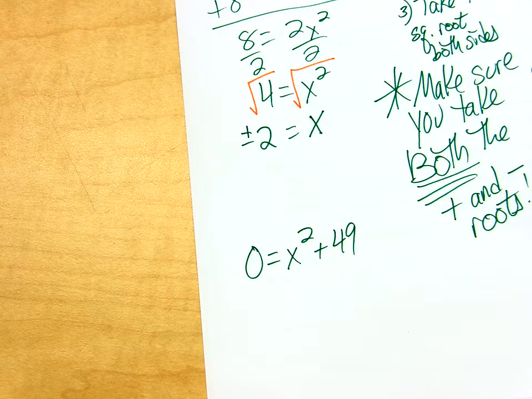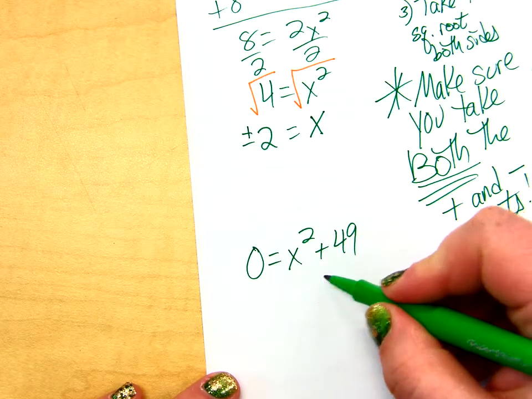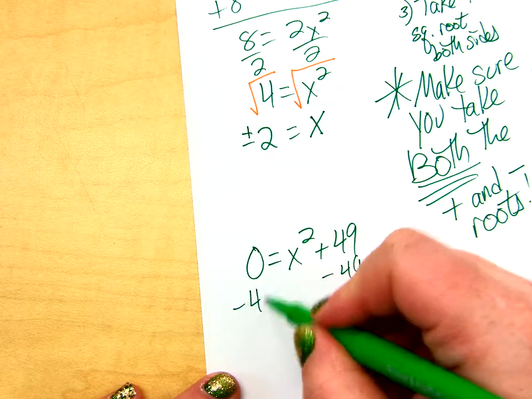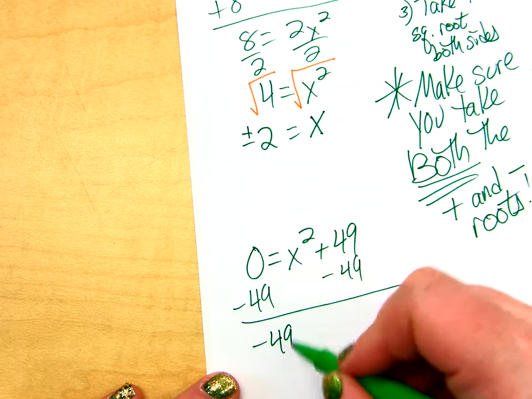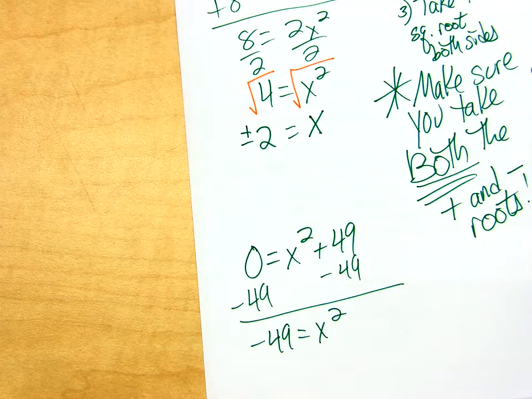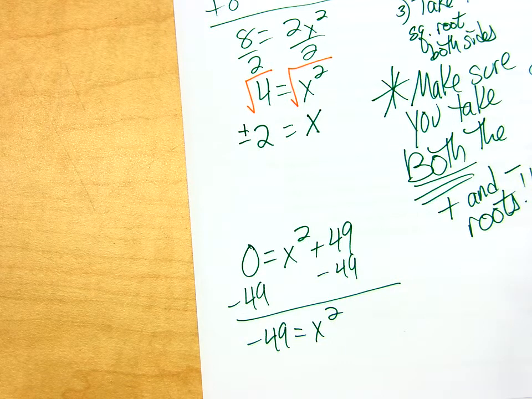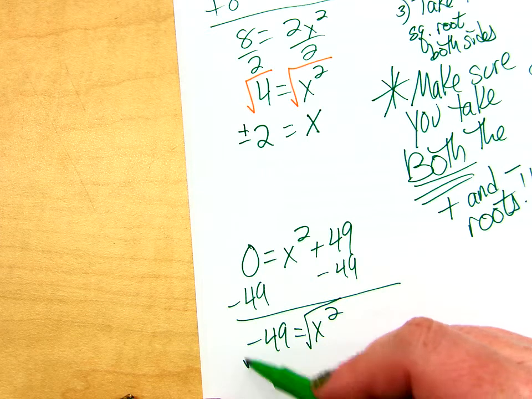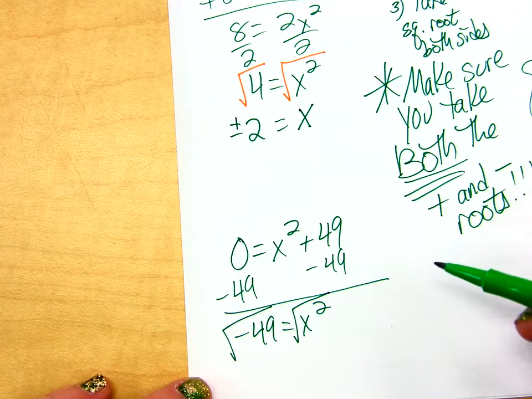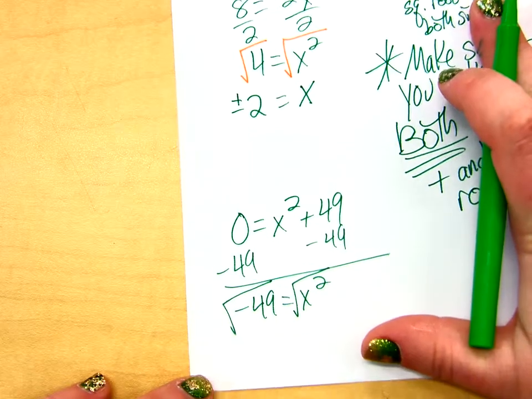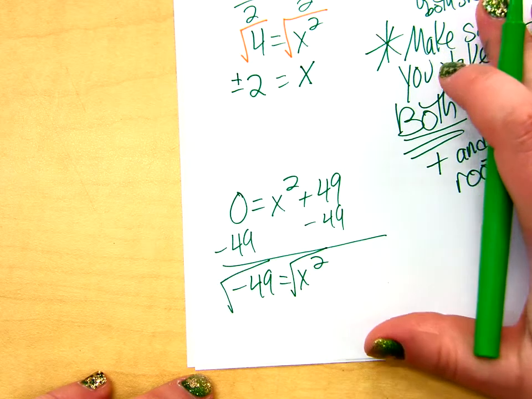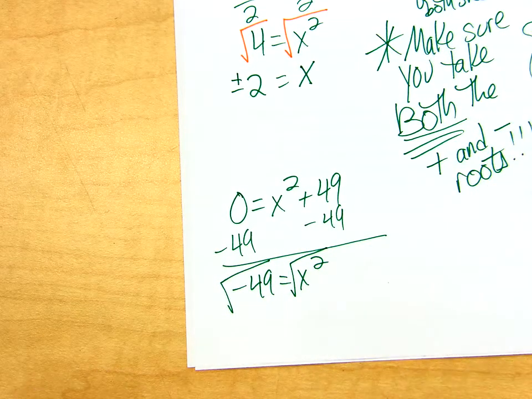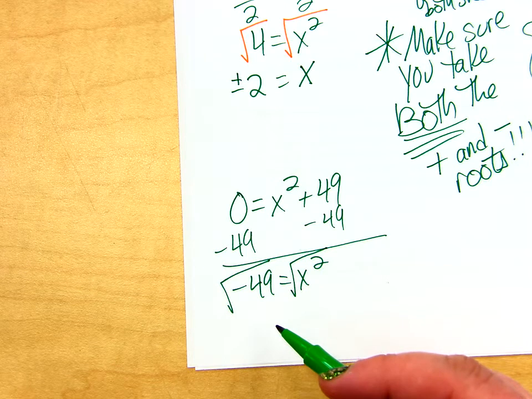Right, so you already replaced the y with a 0. Now you're going to get the x squared by itself. So we'll minus 49 to both sides. I get negative 49 equals x squared. Well, you run into a snag here, because what's the square root of negative 49? Well, it's not negative 7, because negative 7 times negative 7 is positive 49. And I want negative 49.